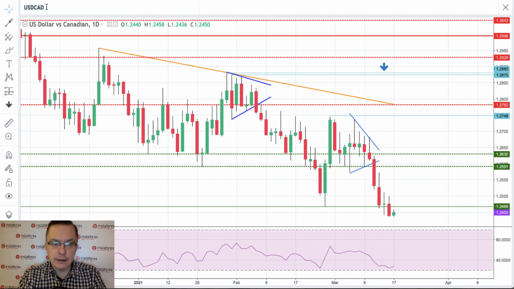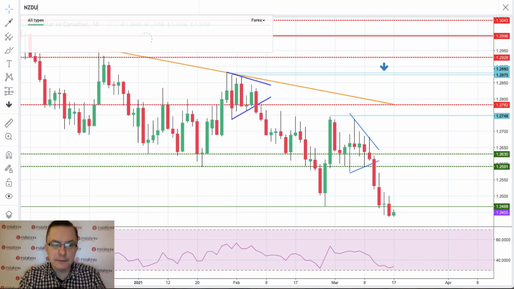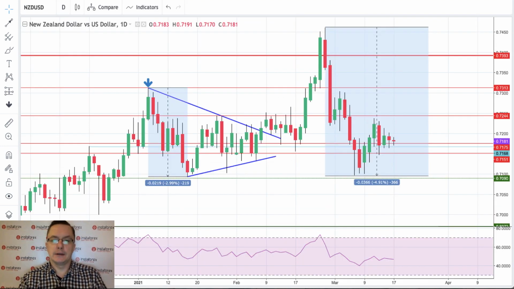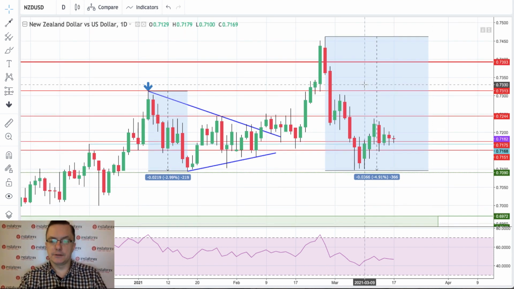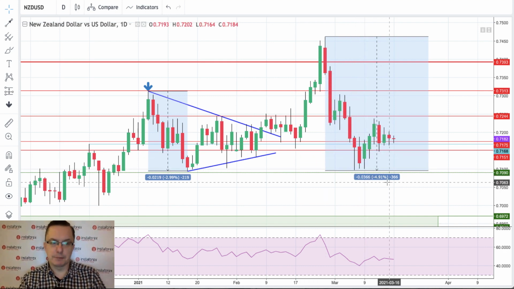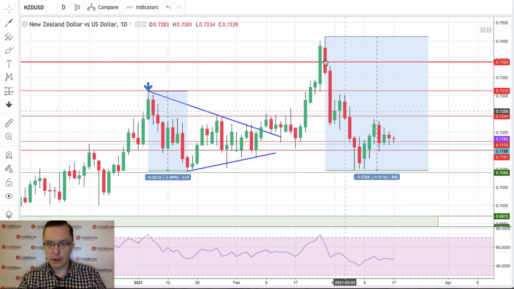Let me just take a look at the New Zealand dollar, because we got the important data there as well. Not much has been going on in the New Zealand dollar after this 3-wave down move that resulted in a 4.91% decline in the New Zealand dollar from 7,461 to, let's say, 7,096 pips. The bounce is kind of shallow.